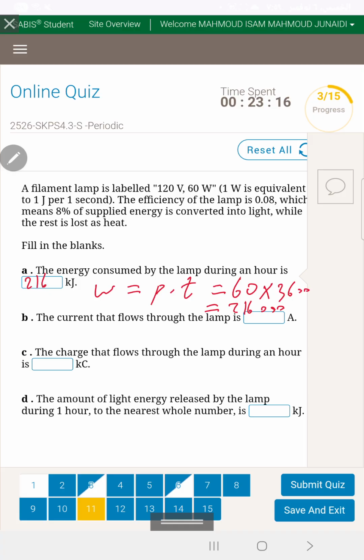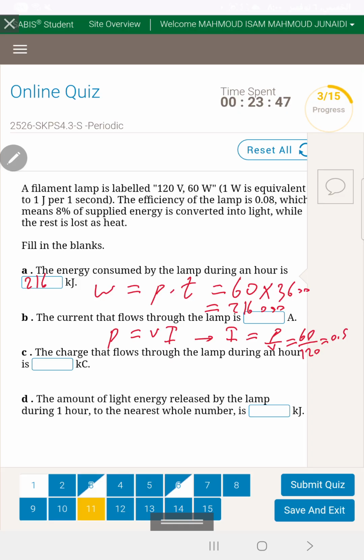For question B now, the current that flows through the lamp is what? The power is equal to VI. Now I is equal to power divided by voltage, and the power is 60, so 60 divided by voltage, which is 120, and this is 0.5, so the answer here is 0.5.